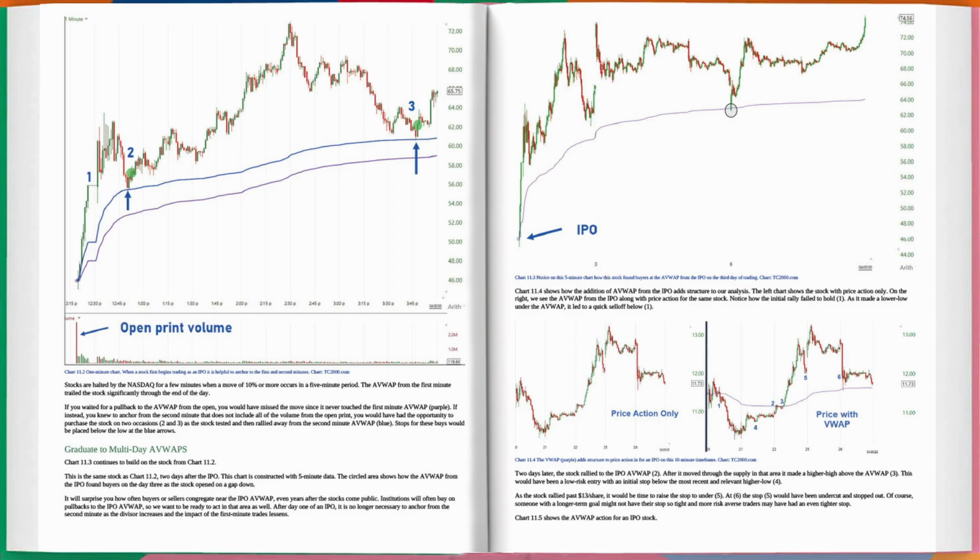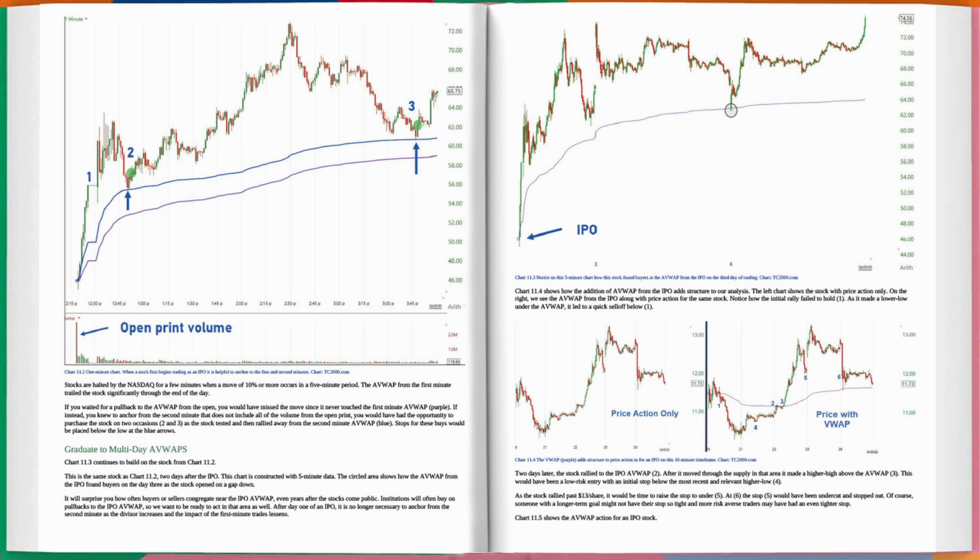This is the same stock as chart 11.2, 2 days after the IPO. This chart is constructed with 5-minute data. The circled area shows how the AVWAP from the IPO found buyers on day 3 as the stock opened on a gap down. It will surprise you how often buyers or sellers congregate near the IPO AVWAP, even years after the stocks come public.